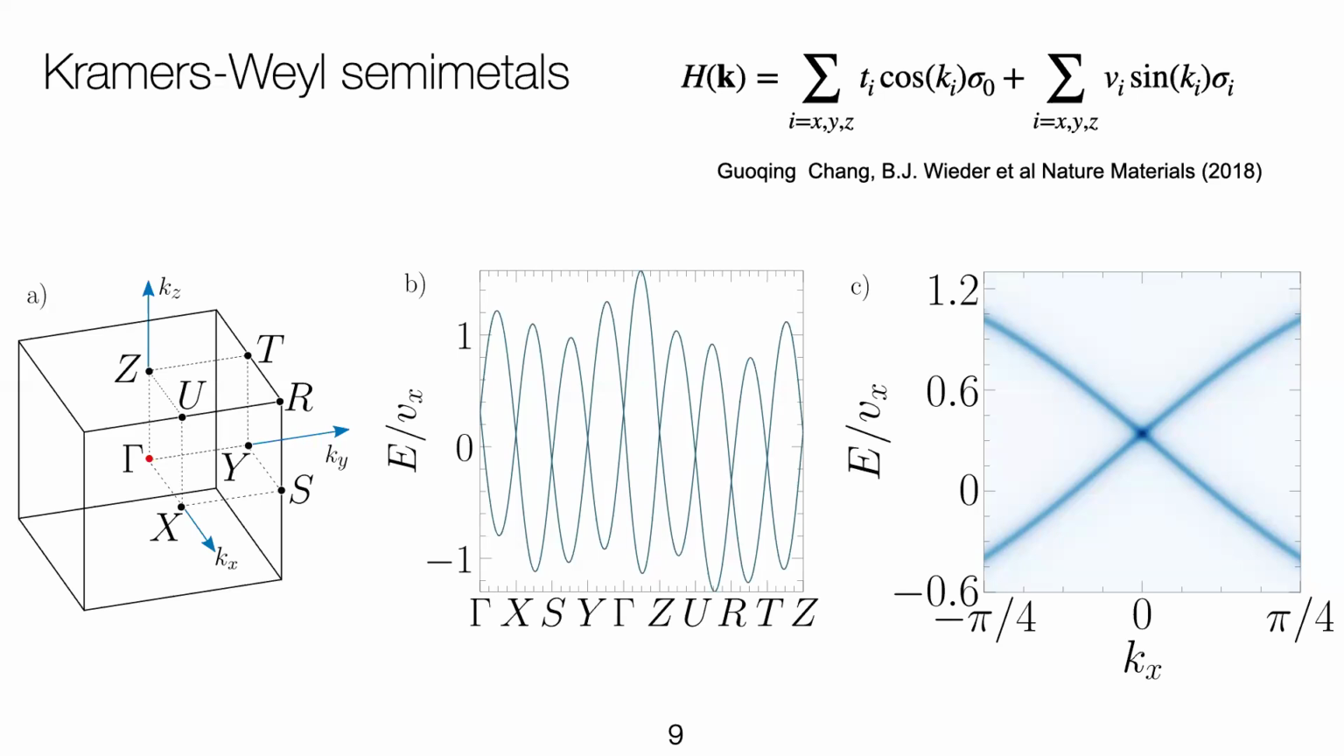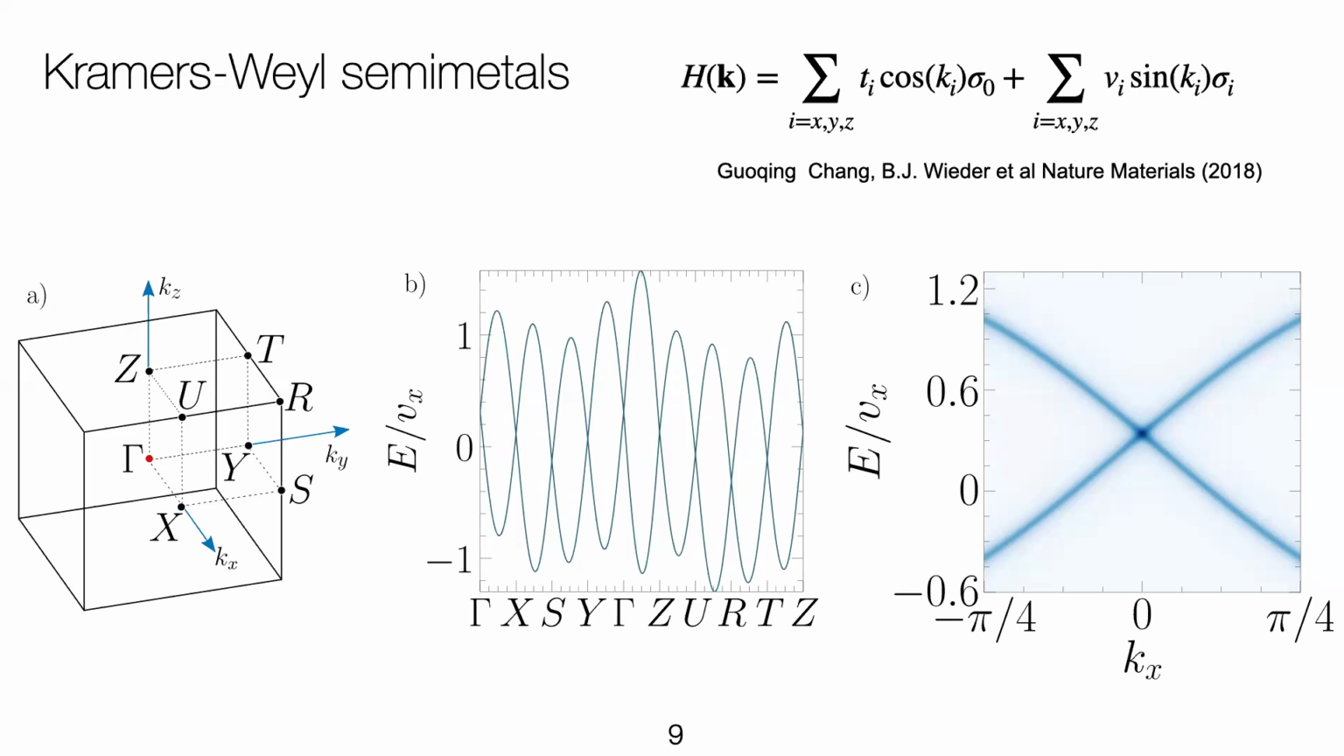One that is proportional to sigma naught, which is responsible for the shift in energy of the nodes. And one part, which is this v_i sin k_i sigma_i part, which is actually very important because this term breaks all the mirror symmetry. Because if you take, for example, k_x to minus k_x, the Hamiltonian is not invariant under this transformation. And we put ourselves in a regime where all the v_i are one order of magnitude stronger than the t_i. So this means that we are in a strongly chiral regime.